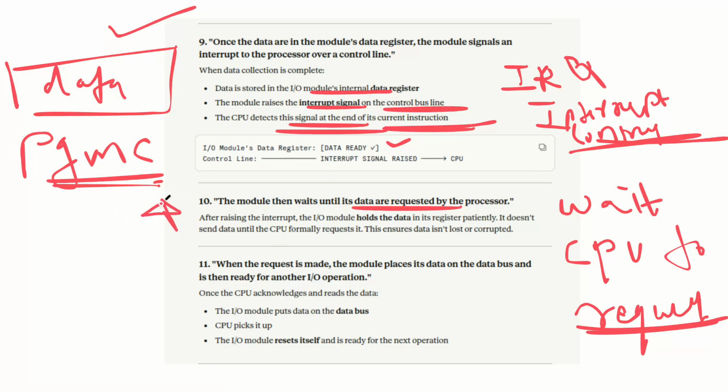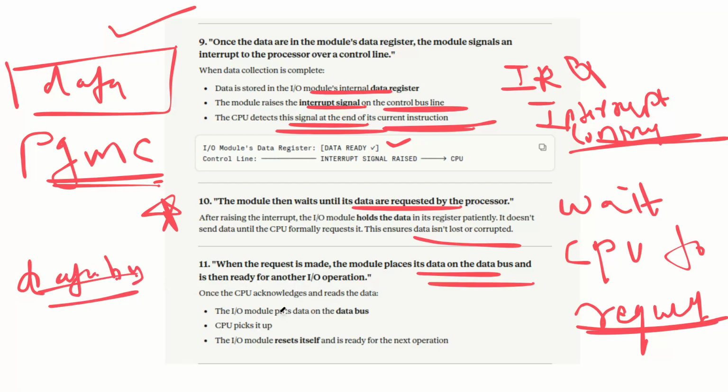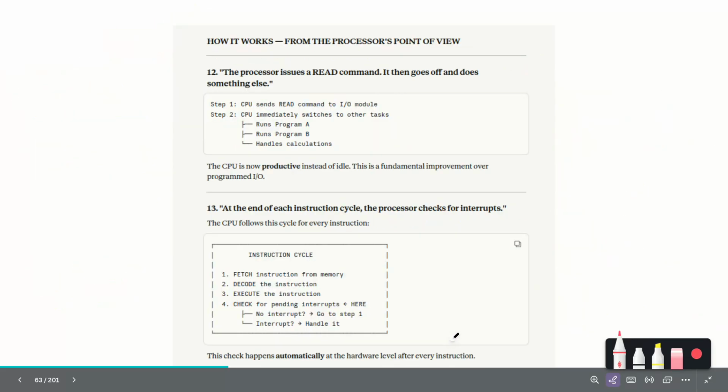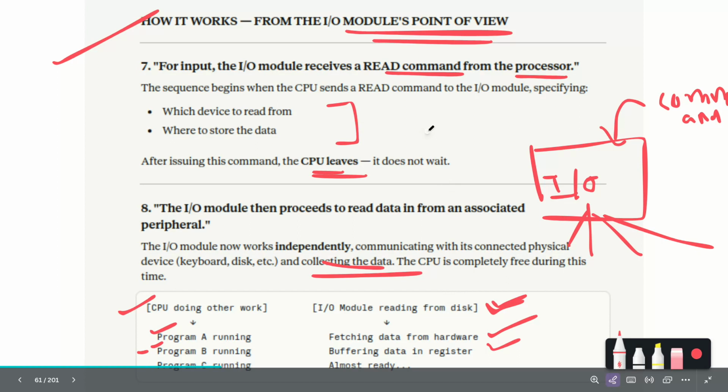If this waiting doesn't happen, data could be lost. This mechanism is used to ensure data isn't lost or corrupted. So when the request is placed, the module will place that data on the data bus so that the CPU can read it. The IO module puts the data on the data bus, the CPU picks it up, and the IO module is reset, that is, ready for the next operation. This is how it works from the IO module's point of view.